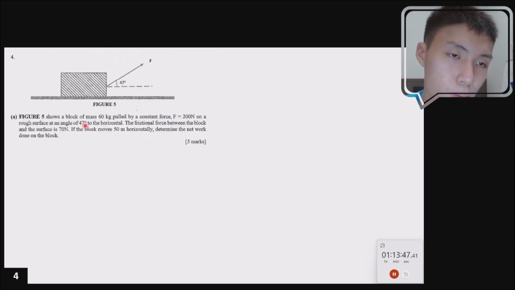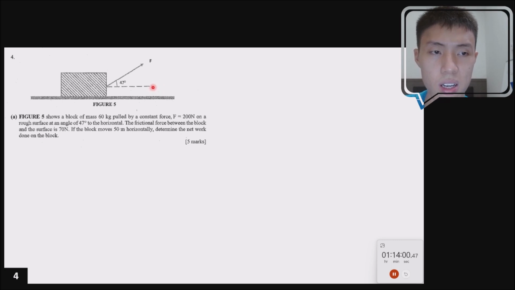Question 4 shows a block of mass 60 kg pulled by a constant force. This F here is a constant force of 200 Newton and it's pulling on a rough surface. So you should expect that the block is moving in this direction and probably there will be a friction in the opposite direction of sliding. This constant force causes the block to move to the right. Therefore, the sliding is to the right. The kinetic friction will be opposite the direction of sliding. Therefore, it should be pointing to the left. So that's what we should expect.